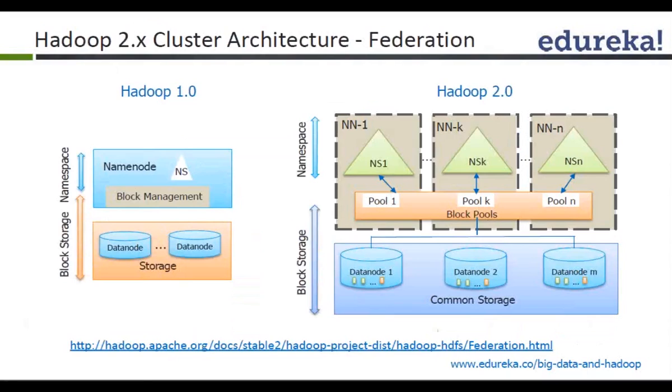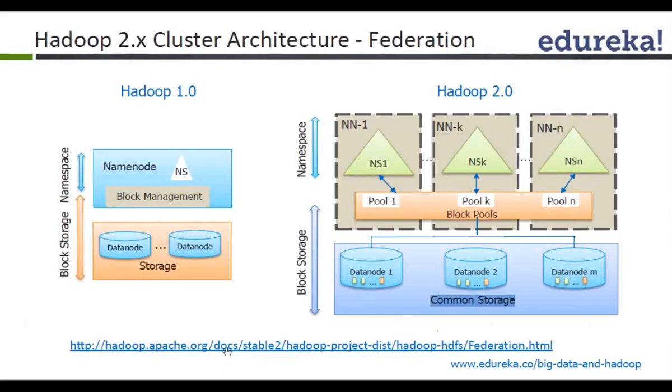Now let's talk about federation. This is the federation that I had spoken about earlier. In Hadoop 1, there was only one name node, so the amount of data that you can put is limited by this name node. Whereas in Hadoop 2, you have federation. So what is actually a federation? You will have multiple name nodes, and a configuration file will define what type of data goes to which name node. And then the data nodes are a common storage.